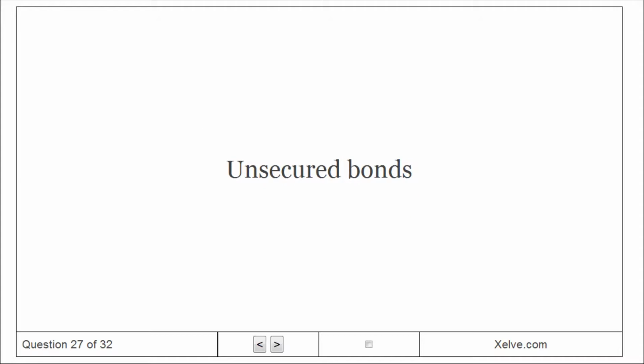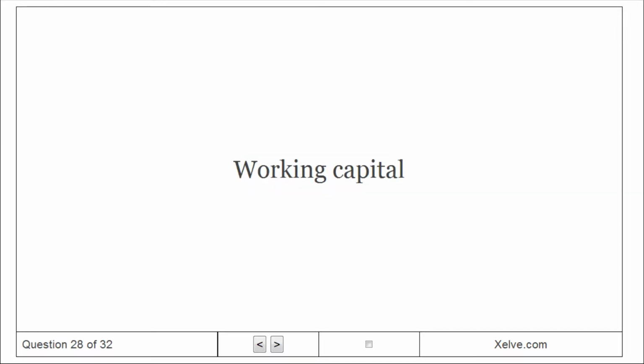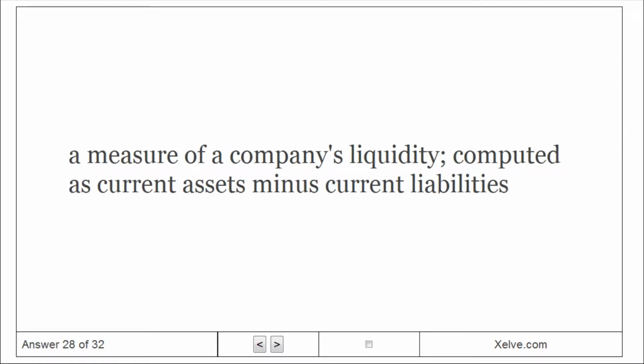Unsecured bonds. Bonds issued against the general credit of the borrower, also called debenture bonds. Working capital, a measure of a company's liquidity, computed as current assets minus current liabilities.